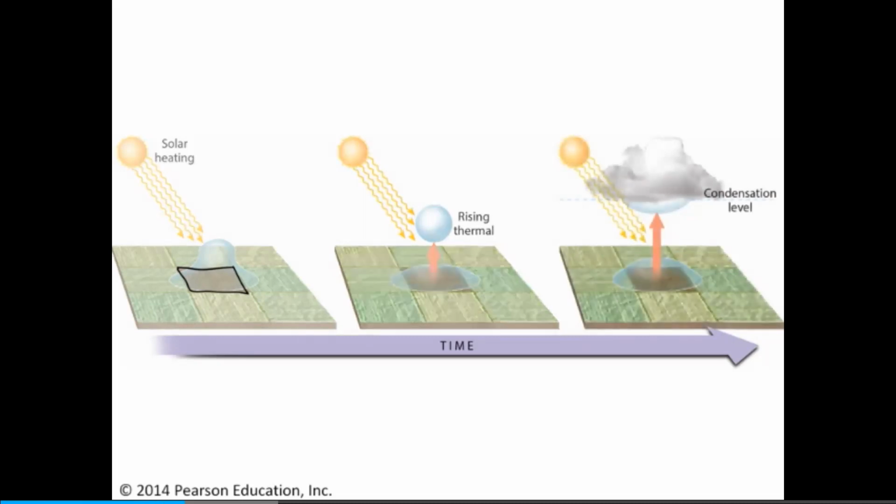Eventually that thermal will cross the condensation level. Basically that's the level where the temperature is low enough that the water vapor is no longer stable in the air, and it starts to condense out of the air and glom onto little dust particles and things like that, and that makes clouds. Okay, so that's the basic situation.